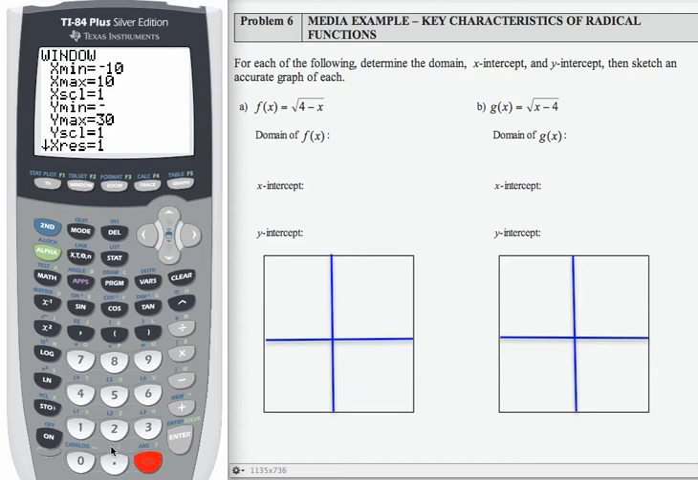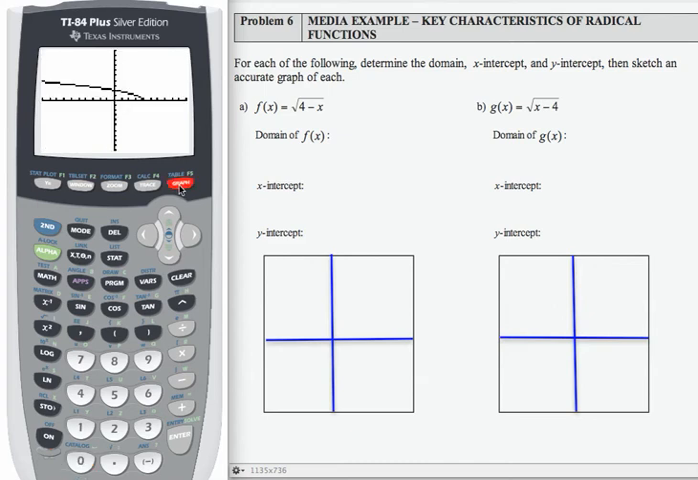My y min is 5, so let me make that negative 10. And then my y max, make that 10. All right, let's graph and get an idea of what we're working with here. So it looks like our function starts at 4, 0, goes through 0, 2, and my domain is going to be all x's less than or equal to 4. So let's see how we can verify that by hand.